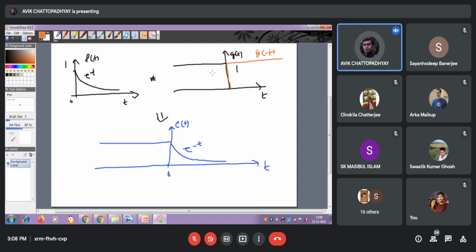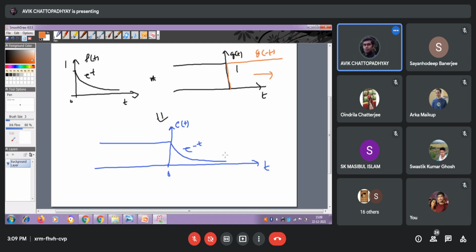And what about the right hand side? Suppose you are trying to slide it in this direction with respect to this. As you are moving, gradually the area under these two gets reduced. And what is the nature of reduction? How is it getting reduced? In this way, e to the power minus t. So that is why it is e to the power minus t. That's all.